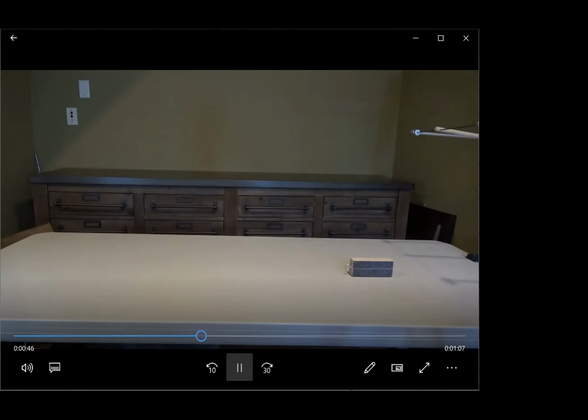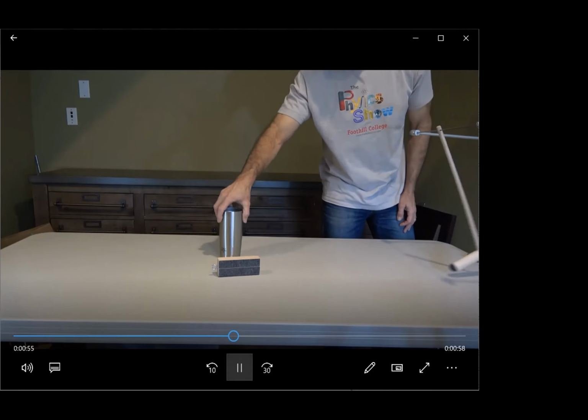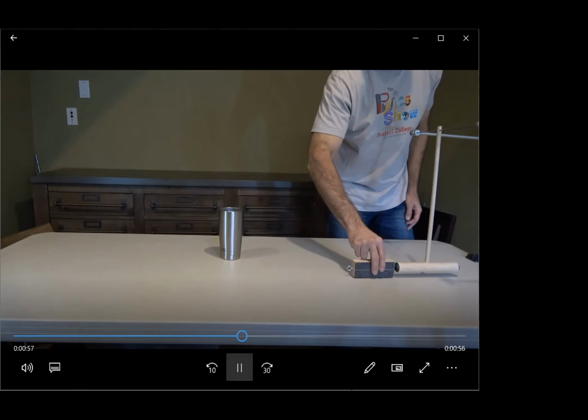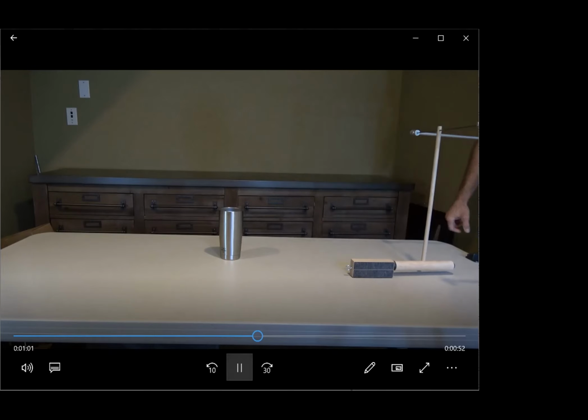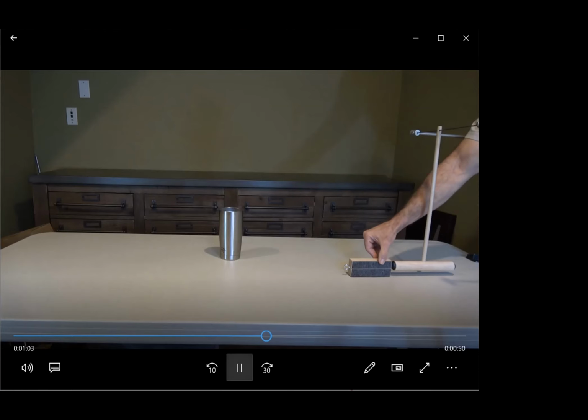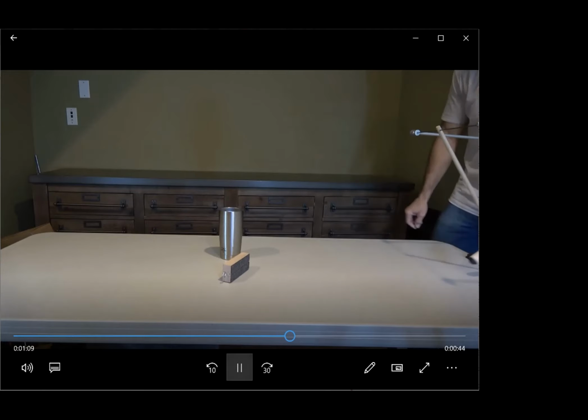Now we'll lift the pendulum up and have the sad ball strike this block. Let's mark the location and try it one more time. The sad ball is the side that's hitting the block, so the pendulum does not bounce back after striking the block. Lifting the pendulum to the same height each time, we get a similar result.